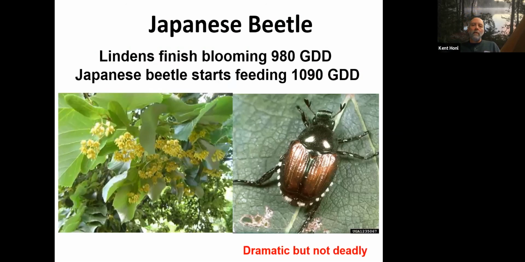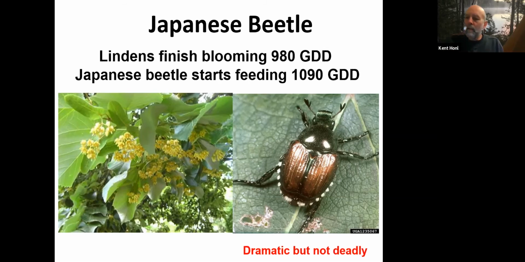So Japanese beetle, that's the other major chewing insect that we get. Just through observation, I've seen the lindens finish blooming at 980 degree days on the Fahrenheit scale. And lindens are like the big magnet for Japanese beetle, but also for bees. Bees go crazy over those flowers. They smell great. And it's just a lovely time of the year to walk under linden trees and smell that.